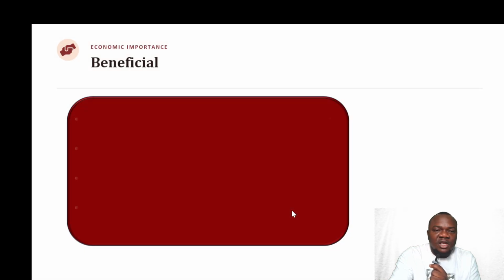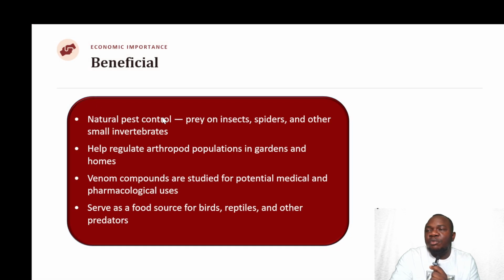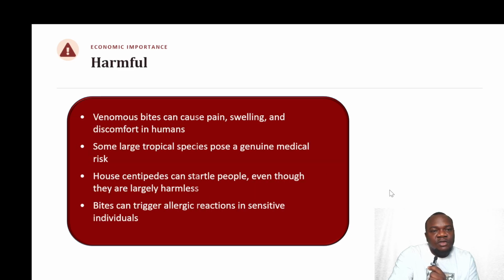So, economic importance. The beneficial aspect is that they are natural pest control. They prey on spiders and other small invertebrates, just in the form of biological control. And they help to regulate arthropod populations in gardens and homes. Venom compounds are studied for potential medical and pharmacological uses. So scientists can use them for medicine or other important things. And they serve as food for birds, reptiles, and other predators. So they are predators, but they also have animals that prey on them. So that's that.